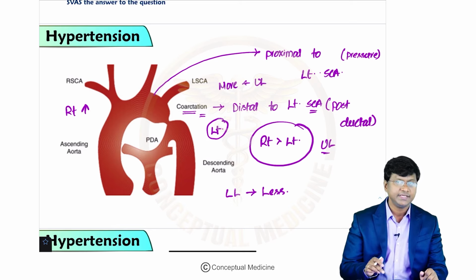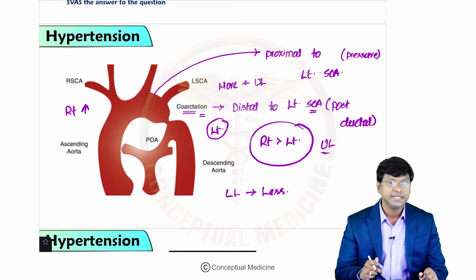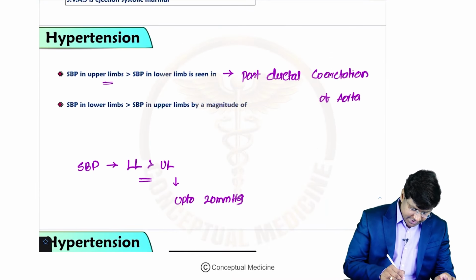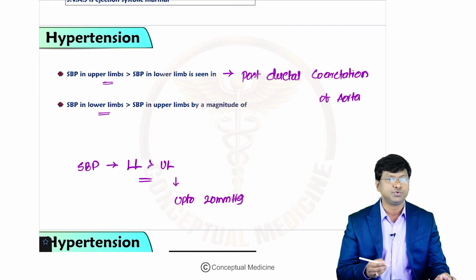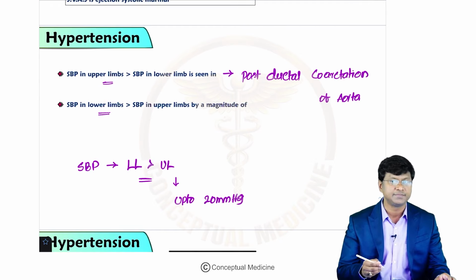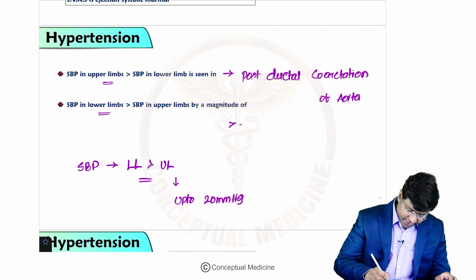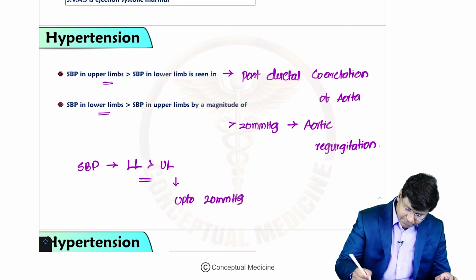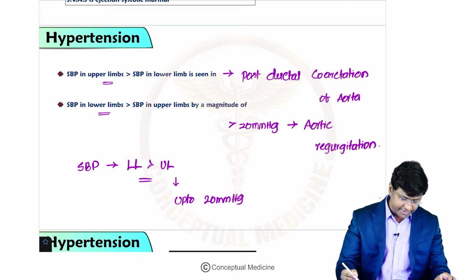That is the reason why the systolic blood pressure in the upper limbs will be more than that in the lower limbs in post-ductal coarctation of aorta. Next, another scenario: systolic blood pressure in the lower limbs is more than that in the upper limbs by a magnitude of more than 20 millimeters of mercury, which is seen in patients with aortic regurgitation.